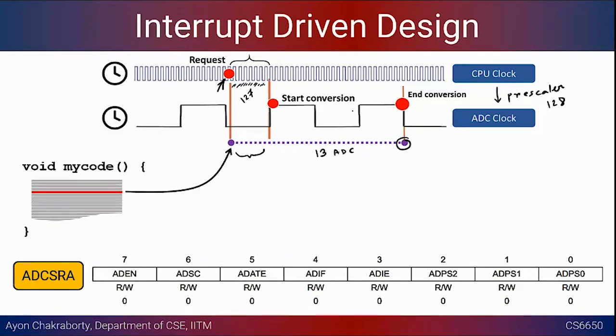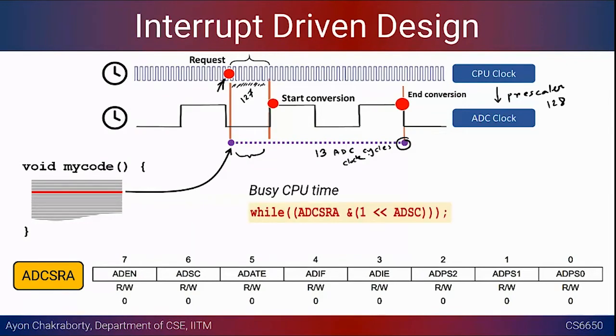So in this figure, it is not drawn to scale. This is just for the ease of understanding, but it's not one or two clock pulses; for this particular ADC with 10-bit resolution, it will be about 13 ADC cycles, right? ADC clock cycles. Okay, so the CPU was busy for this amount of time.